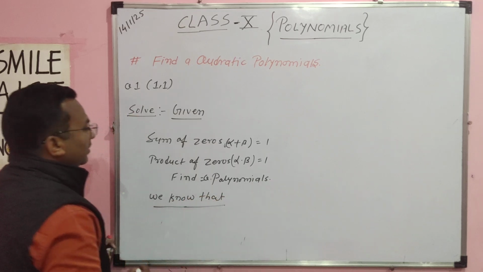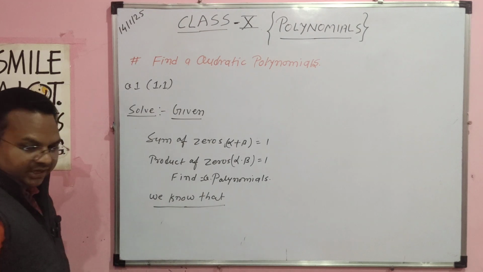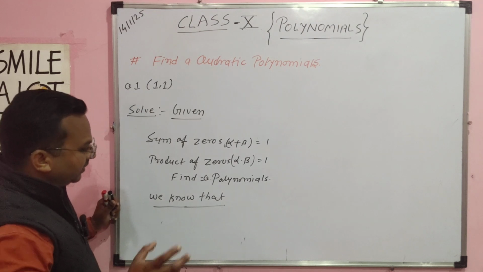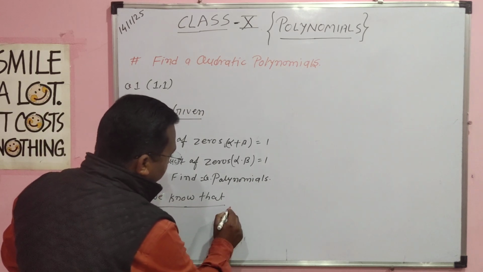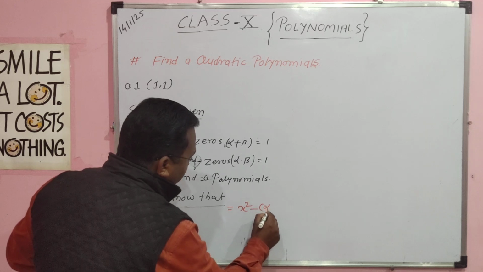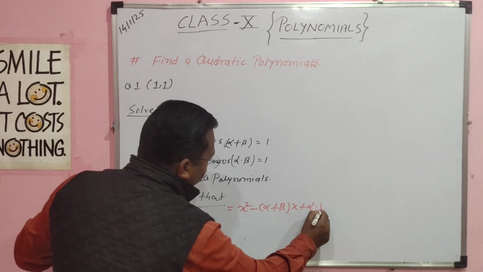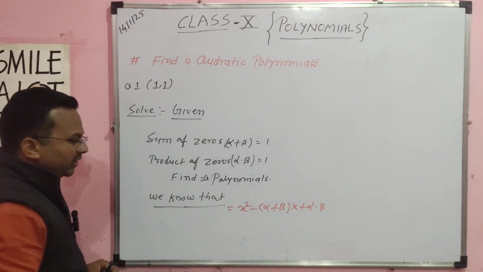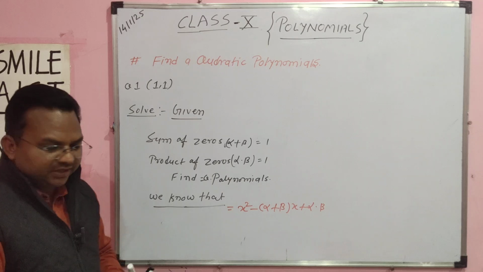So we know the sum of zeros and product of zeros in the given question. So we directly write the formula: x square minus alpha plus beta x plus alpha into beta. With the help of this formula, we directly find the quadratic polynomial. Clear na? Yes and no?